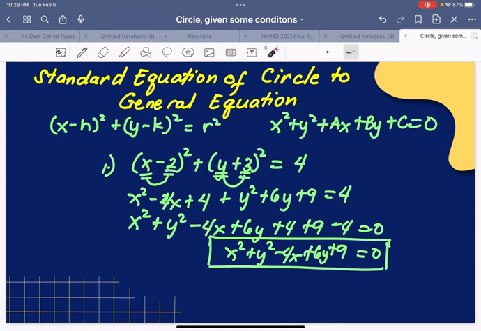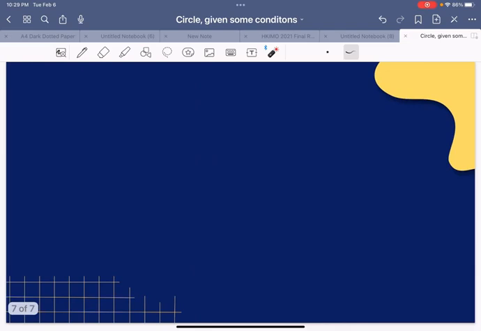Okay? So, ganun lang siya kasimple. So, i-arrange natin siya na ganitong format. X squared, y squared minus 4x plus 6y plus 9 is equal to 0. So, this is the general form of this standard equation. Okay? Let's have more example. Number 2.